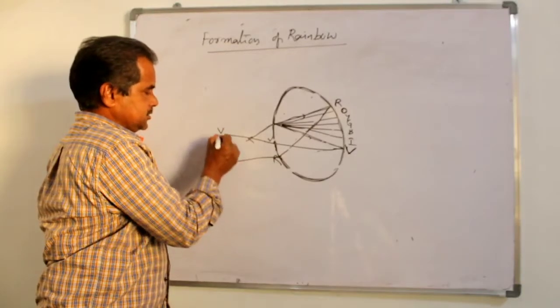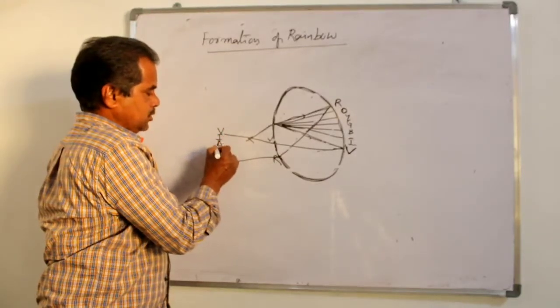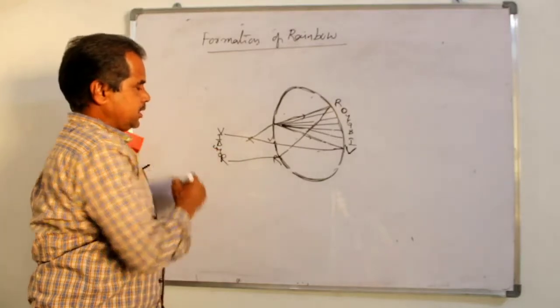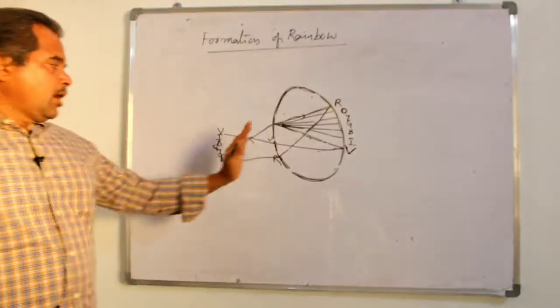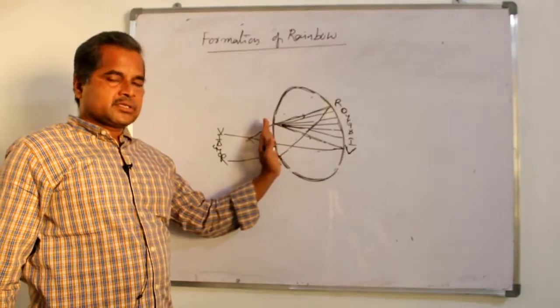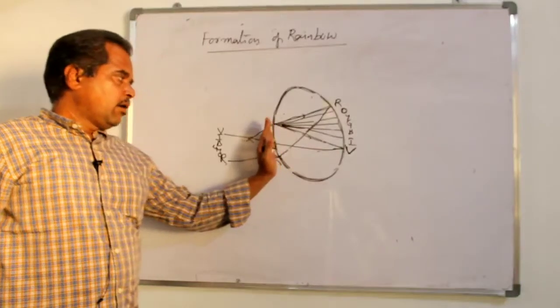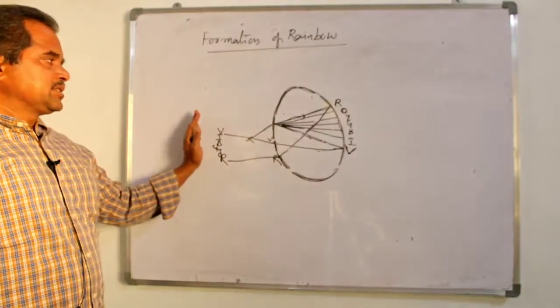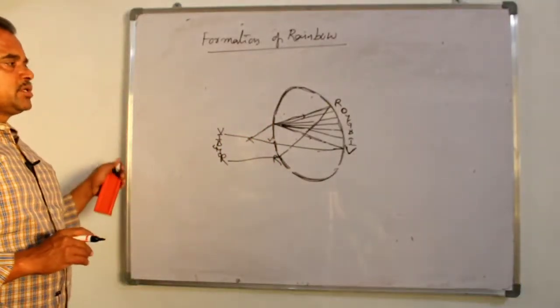violet, indigo, blue, green, yellow, orange, red. So, after completion of the second refraction at the first curved surface of this raindrop, all these seven colors emit. In this manner, a rainbow is formed.